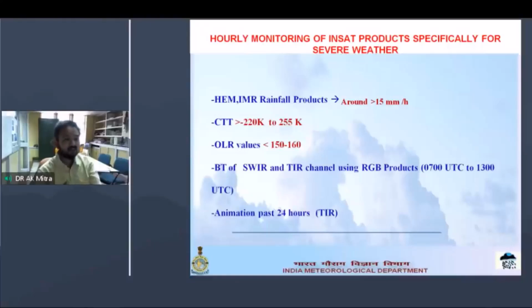If OLR values are getting less than 150 to 160, then it is severe weather. And BT, that is the brightness temperature of the SWIR TIR channel from the RGB, if you play the animation, definitely your severe weather will be captured very well. That is why I'm saying here, in the last 5 years there is a paradigm shift in weather observation.